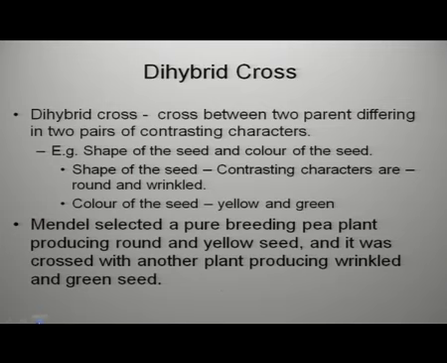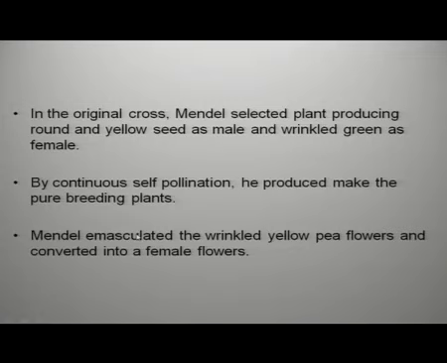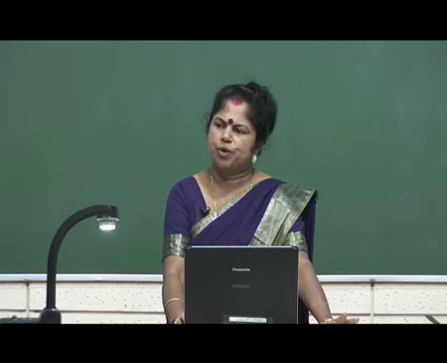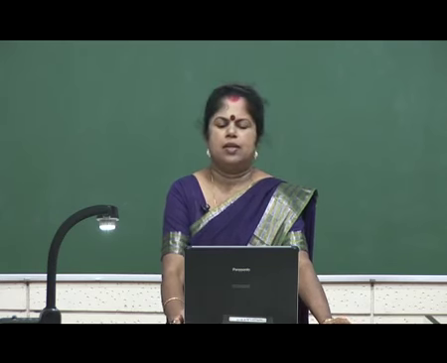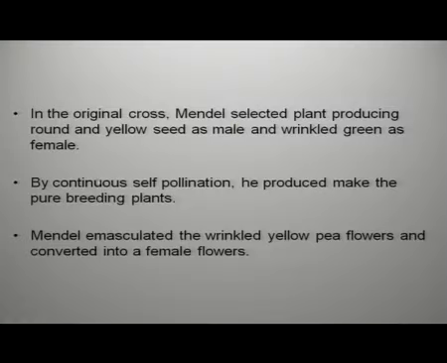As we know, before this crossing there is hybridization: selection of parents, then bagging of the flowers to avoid contamination with foreign pollens, then collecting the pollen grains and dusting them on the stigma of the female plant. Here again comes the emasculation. For producing a female flower or female plant, the process of emasculation is needed.